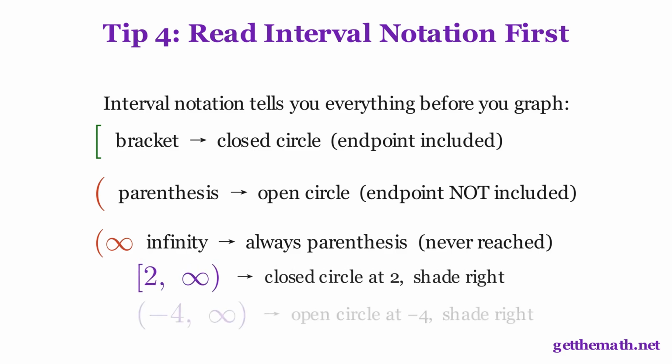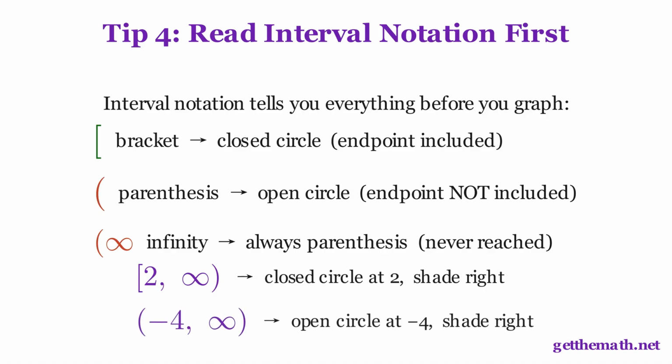So if you see bracket 2 comma infinity parenthesis, you immediately know, closed circle at 2. Shade to the right. If you see parenthesis negative 4 comma infinity parenthesis, you know, open circle at negative 4. Shade to the right. The interval notation is your roadmap. Read it first.